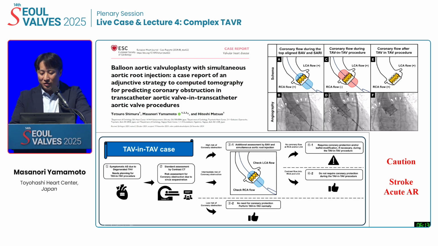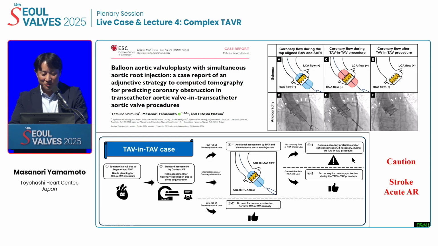During valve deployment, sometimes RCA interference causes no flow of the RCA, but it's a usual story. But we can see the LCA flow like this, we can check it, and we can predict the coronary obstruction during the TAVR-in-TAVR procedure simultaneously, okay? But this is a risk. This carries the risk of stroke and acute AR. I have had acute AR in a TAVR procedure.